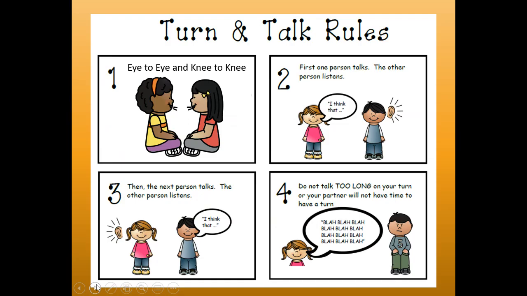So, turn and talk rules. If you have a partner at home, make sure you're eye to eye. And if you're sitting on the carpet, knee to knee, or just facing each other. Two, first one person talks, the other person listens. So when I'm talking, you are listening. When your partner's talking, you are listening. Then you switch. Then the next person talks and the other person listens. Three, share your thinking out loud. And four, do not talk too long on your turn, or your partner will not have enough time to have a turn.